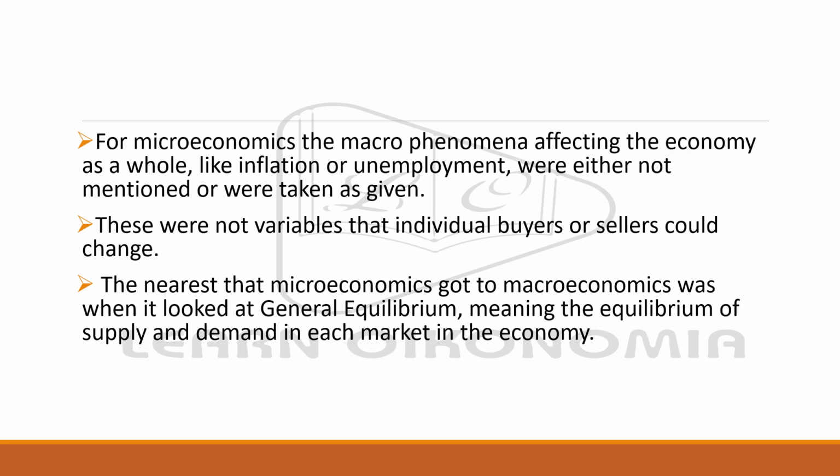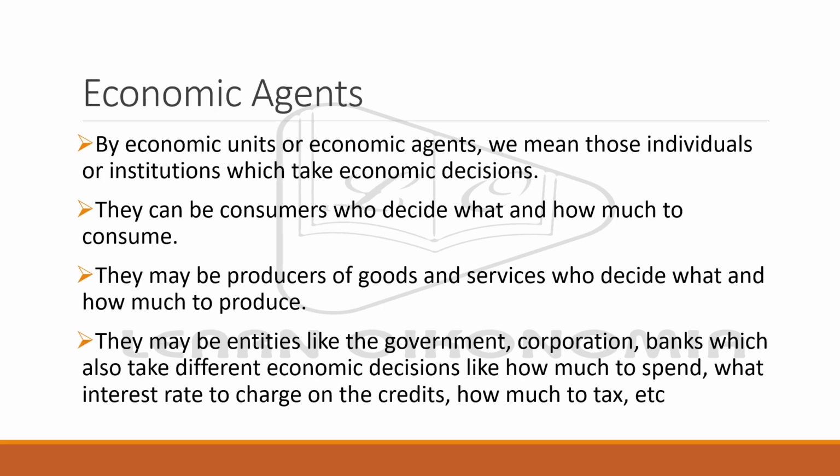Okay, so just try to see the economic agents. What is meant by economic agent, or who are economic agents? Let's see that. So economic agents would comprise the economic units, the institutions, the individuals, etc., who would be taking some economic decisions. So these are economic agents. These can be consumers, because these people decide what and how much to consume, and this can be producers as well.